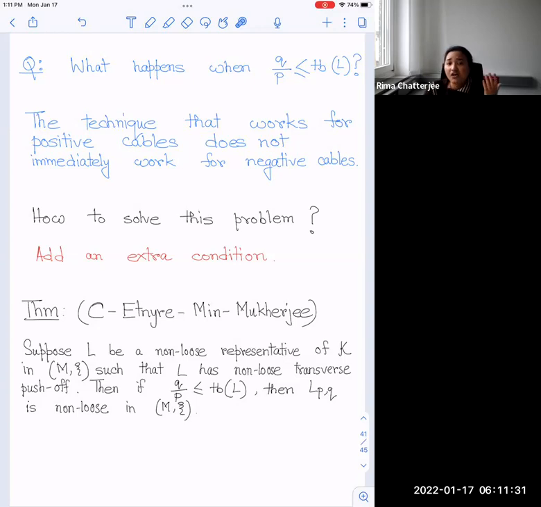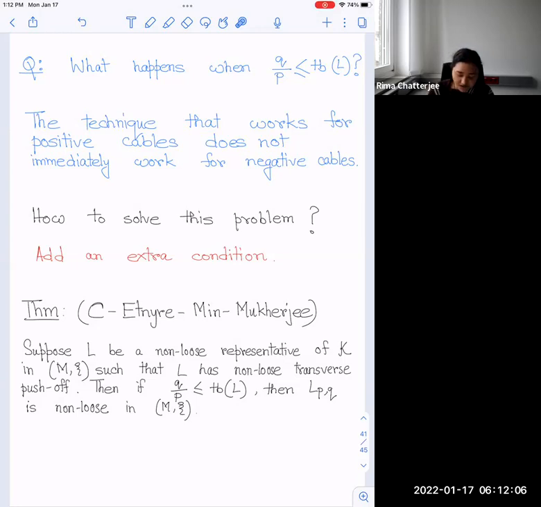First of all, I should mention here that not every non-loose Legendrian has a non-loose transverse pushoff. An example is the unknot. We do not have any non-loose transverse unknot in S3, a result due to Etnyre and Min Pressman. Though we know that there are non-loose Legendrian unknots in S3, there is no non-loose transverse unknot. So our theorem doesn't work for unknots.